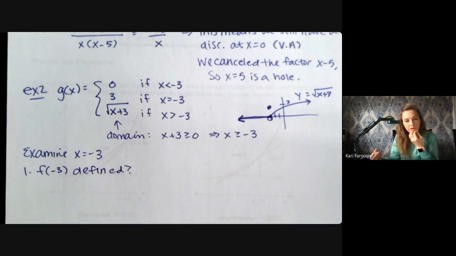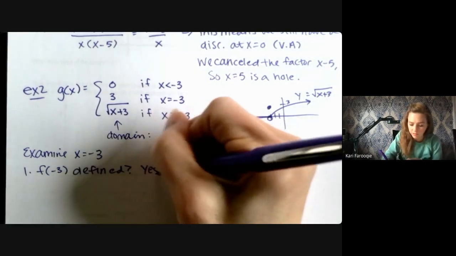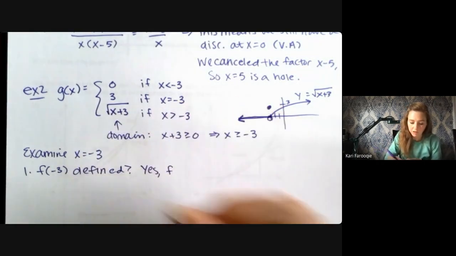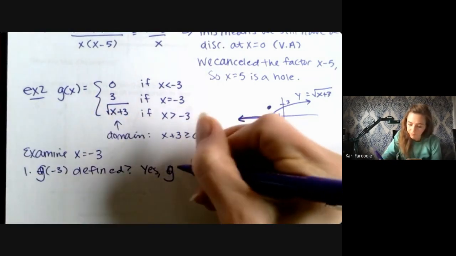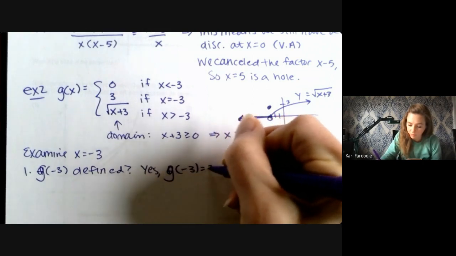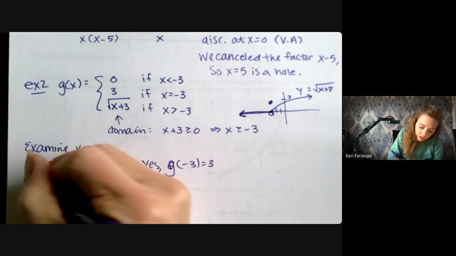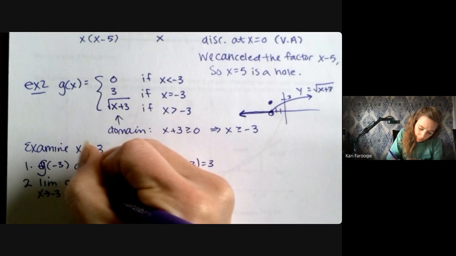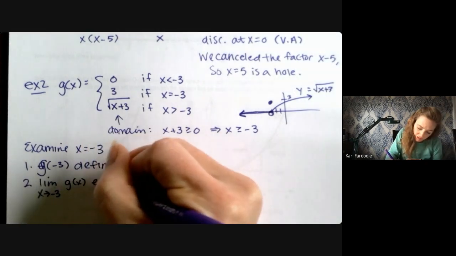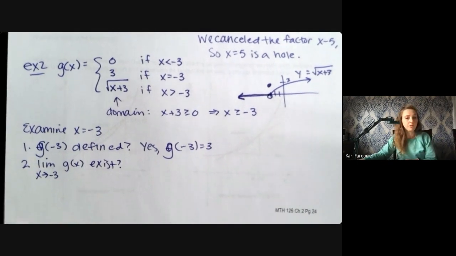Yes, we know that as long as x is equal to -3, g of x is 3. So I'd say yes. Oh, not f, sorry, I keep saying f, but it's actually g. g of -3 equals 3. So that's not a problem. The next one is, does the limit as x approaches -3 of g of x exist? Well, you're going to go through and determine that.